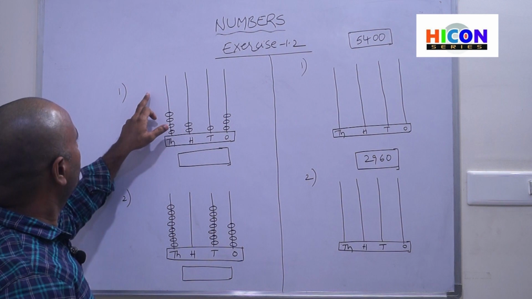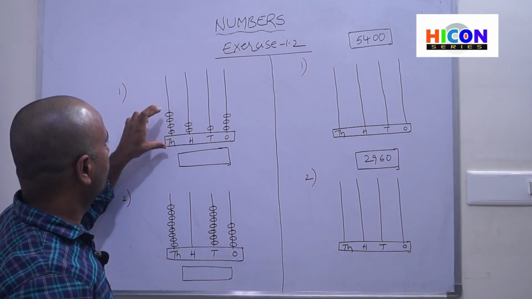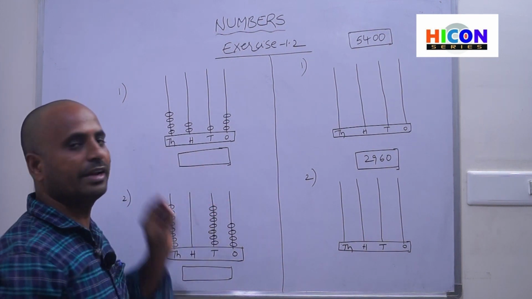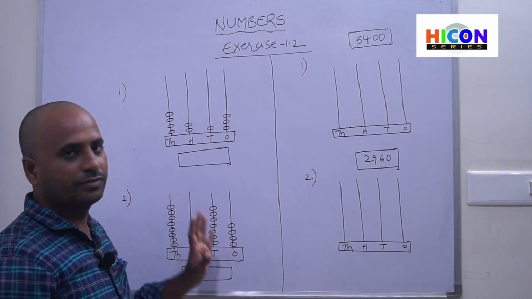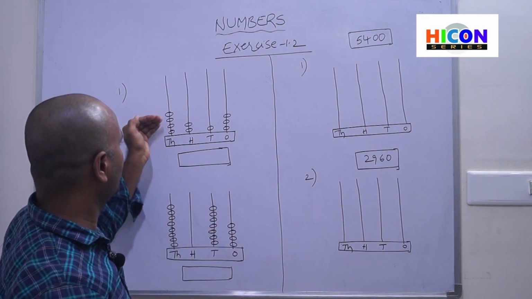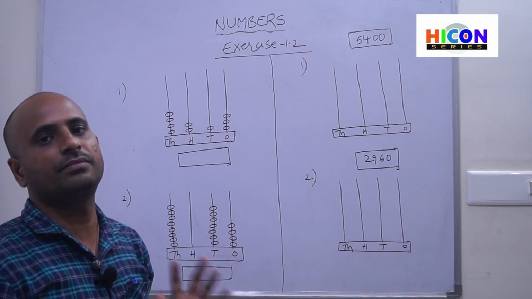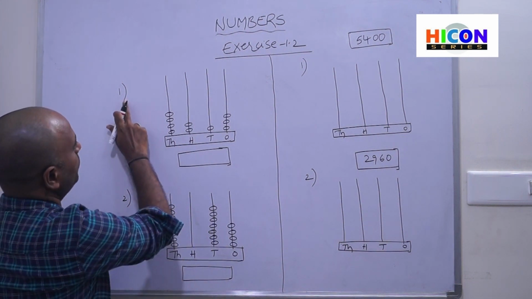So the first problem is to write the numbers from the given abacus and also write the number names for the numbers. First we have to write the number from the given abacus, and also we have to write the number name for that number. Look at the board, the first problem.